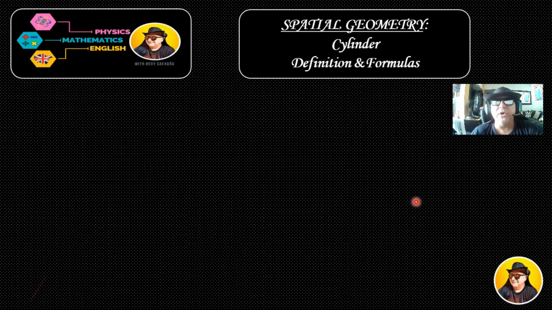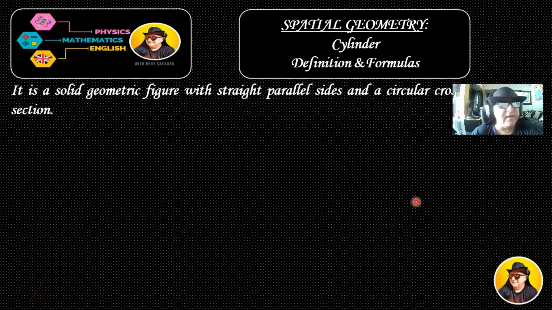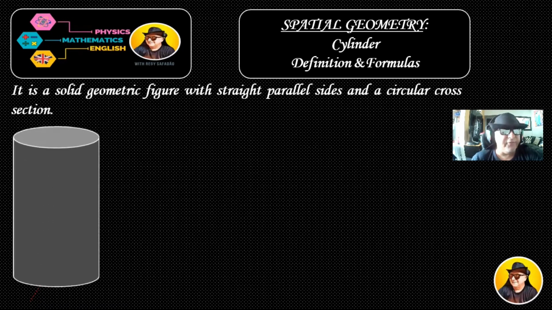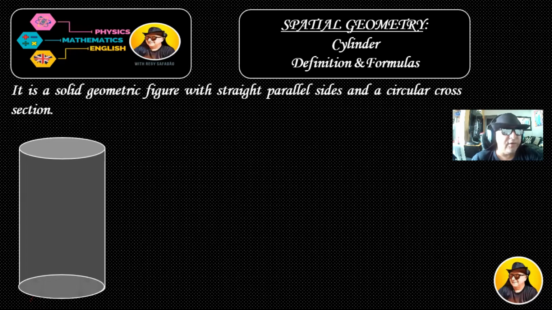Then the next one is the cylinder. Definition and formulas. What is a cylinder? It is a solid geometric figure with straight parallel sides and a circular cross section. And then we have the figure right here.